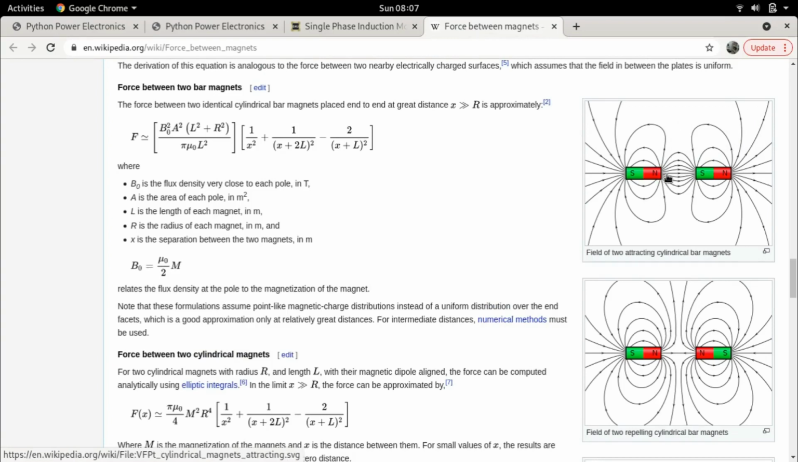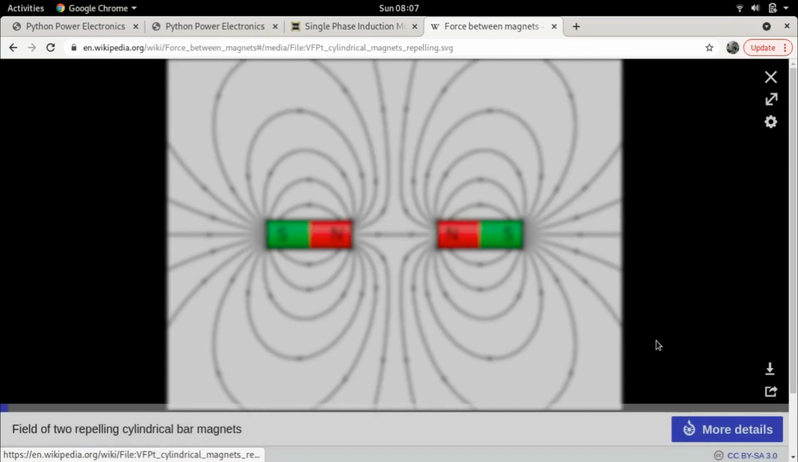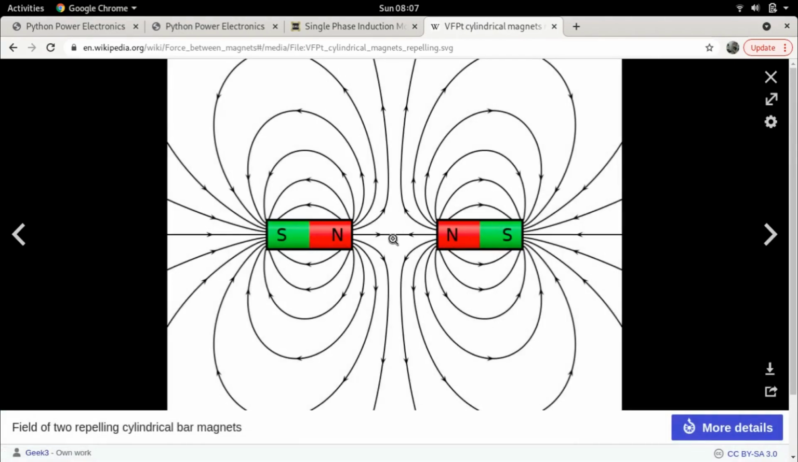And we've already seen that when we bring together two opposite poles, they attract. And when we bring together two similar poles, they repel. This is something we've known already as children. Now, what is important to know here is, when is there a repulsion? When is there an attraction?